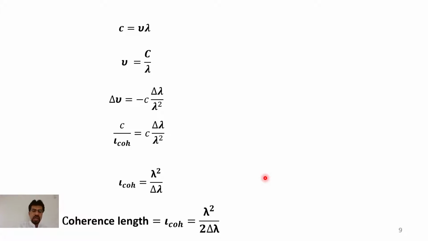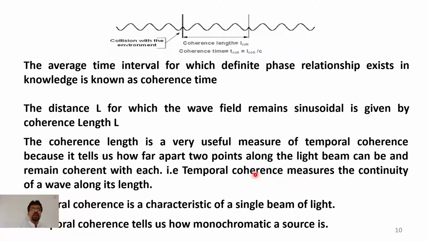Friends, you have to remember how we can obtain the expression for the coherence length. Now see here, the average time interval for which a definite phase relationship exists is known as the coherence time, and the distance L for which the wave field remains sinusoidal is known as the coherence length. The coherence length is also a measure of the temporal coherence because it tells us how far apart two points along the light beam can remain coherent. Before the collision and after the collision, between these two points the beam remains coherent with each other.